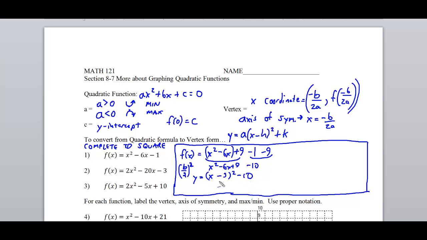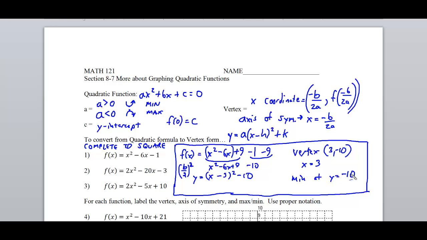is now this parabola. And this parabola has a vertex, and if you remember this from yesterday, from the previous section, it is going to be (3, negative 10). There's our vertex. Our axis of symmetry is going to be x equals 3, and since my a value is positive, this is going to be a minimum at y equals, or f of x is equal to negative 10.